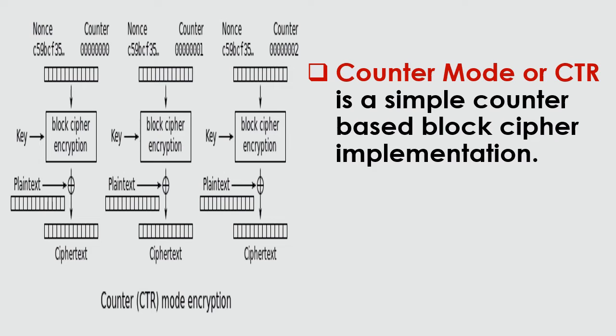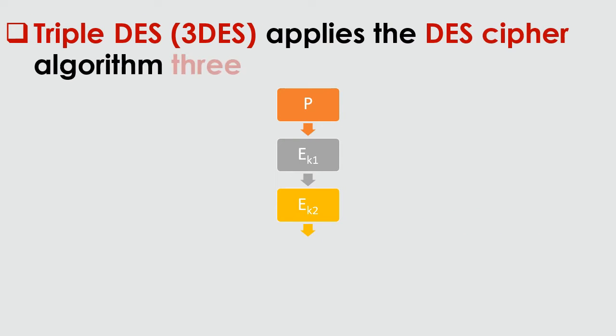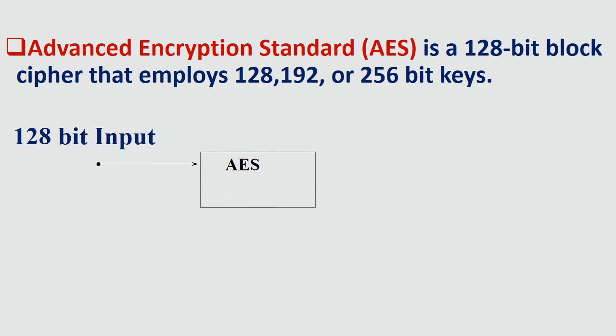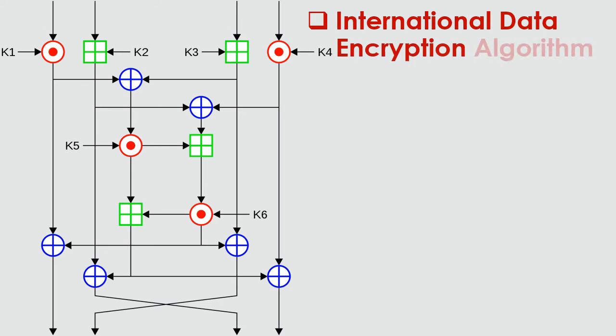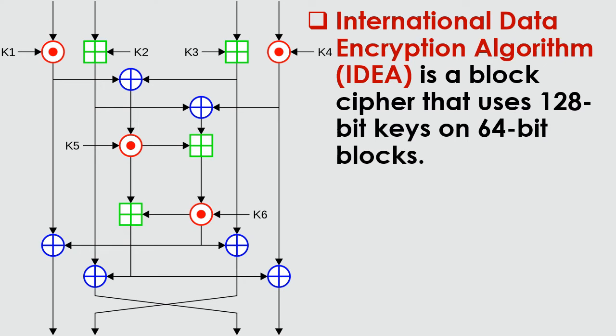Triple DES, 3DES, applies the DES cipher algorithm 3 times to each data block. Advanced Encryption Standard, AES, is a 128-bit block cipher that employs 128, 192, or 256-bit keys. International Data Encryption Algorithm, IDEA, is a block cipher that uses 128-bit keys on 64-bit blocks.